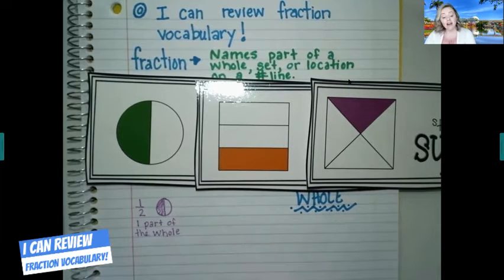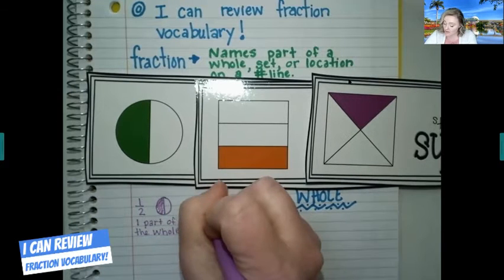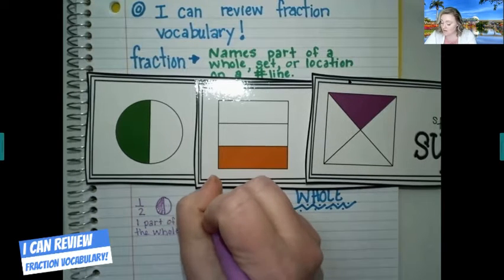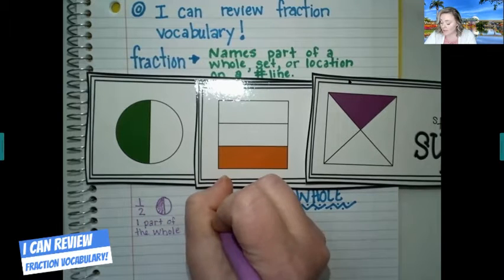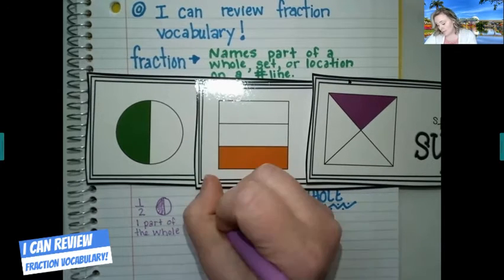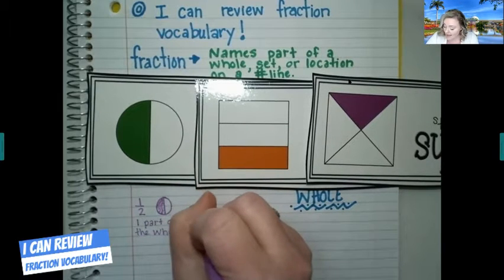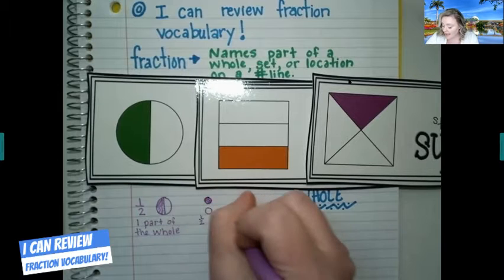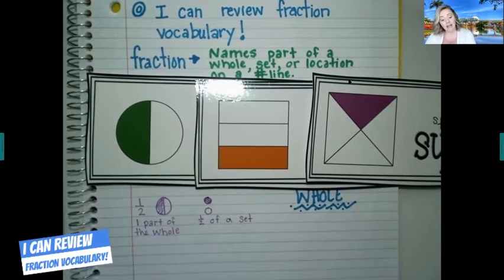Okay. And then if I wanted to show 1/2 of a set, I'm going to pretend that I have 2 marbles here, and 1/2 of the marbles are purple and the other half is white. So I would say 1/2 of a set. That's 1 out of 2 for the set.